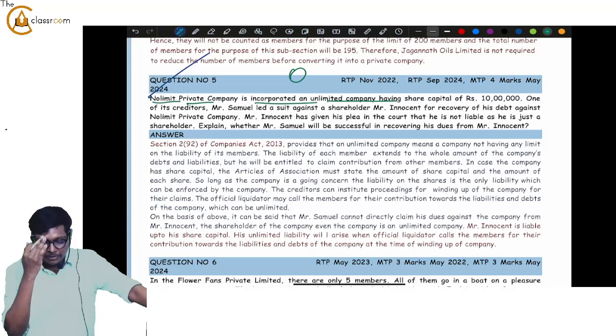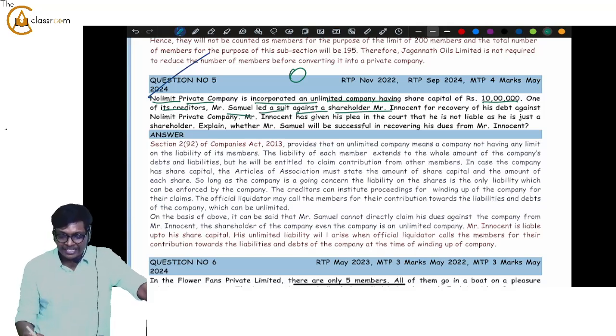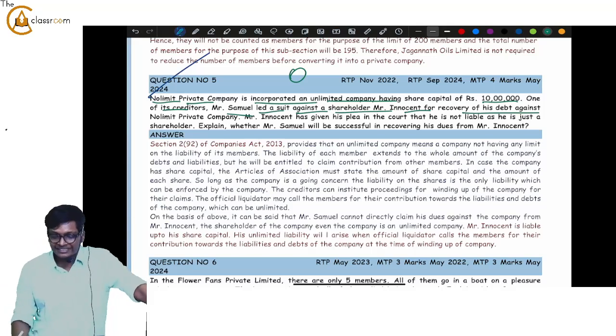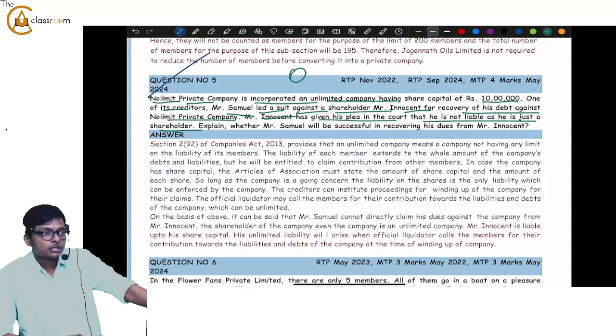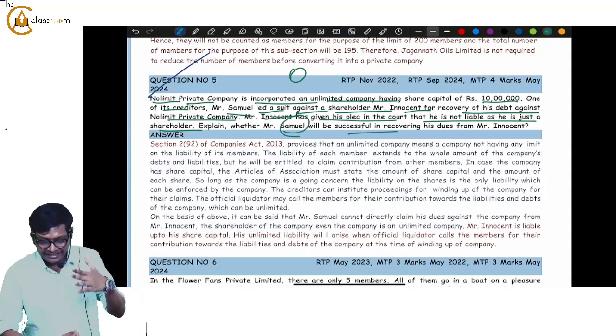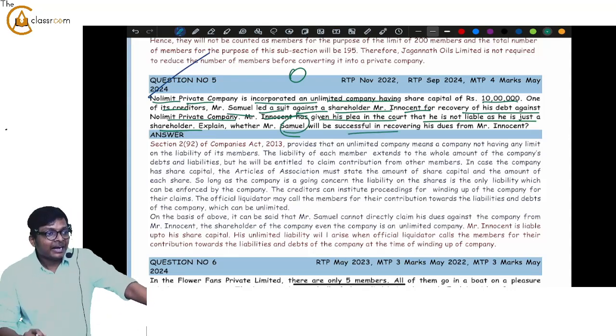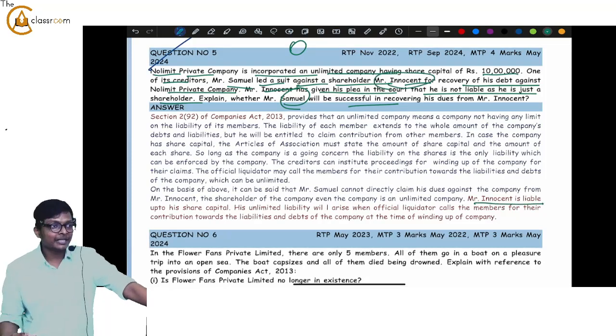Okay. They started unlimited company having share capital of 10 lakhs. One of its creditors, Samuel, led a suit against the shareholder, Mr. Innocent, for recovery of his debt against No Limit Private Limited. Mr. Innocent has given his plea in the court that he is not liable as he is just a shareholder. Shareholder என்ன சொல்றான்? நான் எல்லாம் கொடுக்க முடியாது. You go ask the company, I am just a shareholder. Will Samuel be successful? Yes. Because it's an unlimited company. Conclusion, Mr. Innocent, who is the shareholder, Innocent மாட்டிக்கிட்டான் unlimited liability company.